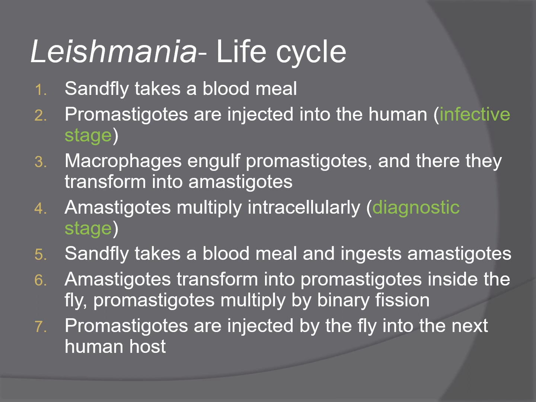So in other words, here we can see the amastigotes on a microscopic exam, the diagnostic stage of a skin biopsy or bone marrow aspirate. The sandfly takes a blood meal and ingests the amastigotes. Amastigotes transform into promastigotes inside of the sandfly, and promastigotes multiply by binary fission. Promastigotes then are injected by the fly into the next human host, and that, of course, is the infective stage. Okay? The sandfly is from the family Ceratopogonidae, and the genus, which is very interesting, is called Phlebotomus. I think it's very interesting that the sandfly, which takes blood meals, is called the phlebotomist fly.